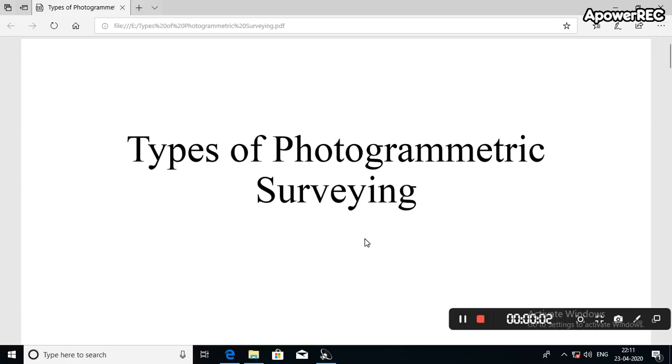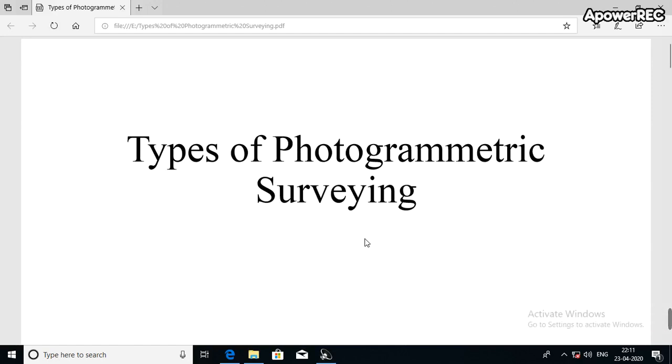Good morning, students. In our previous class, we were talking about the different types of surveying, and photogrammetric surveying is one of them.